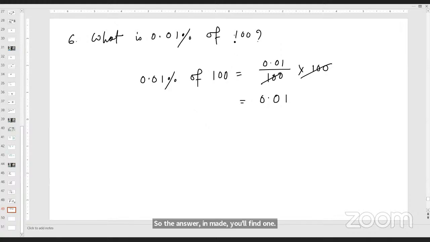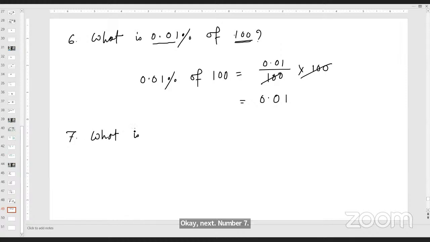If the number given is 100, the answer is always like that. What is 5% of 100? What is 13% of 100? 13, right? So if the number is a multiple of 100, then you just have to multiply.